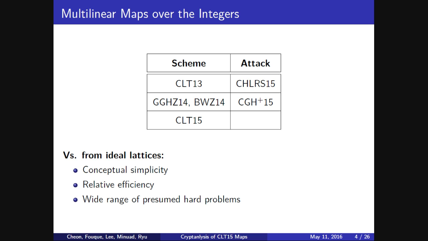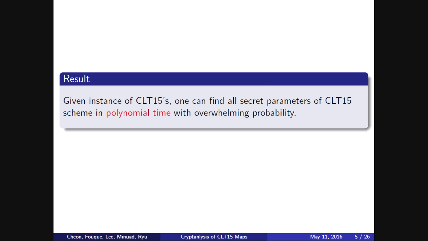At Crypto 15, the same authors set out to repair their scheme. It retained the structure of the encodings from CLT13, but added a new type of noise to thwart the CHLRS approach. So it has conceptual simplicity, relative efficiency, and a wide range of presumed hard problems, such as subgroup membership and decision linear problem. However, CLT15 is not secure anymore, in the sense that we can find all secret parameters in polynomial time with respect to the security parameter lambda.